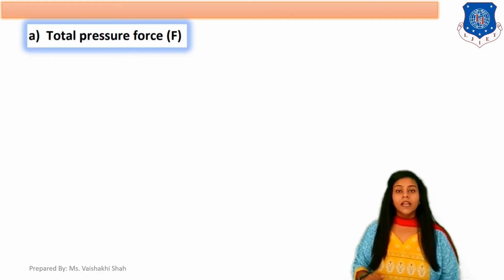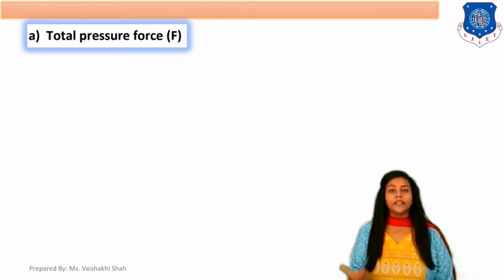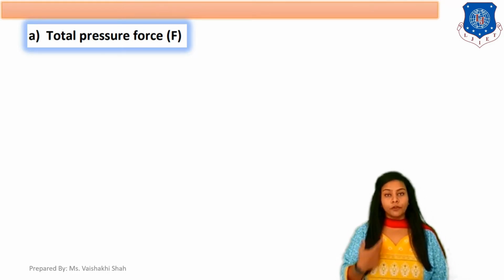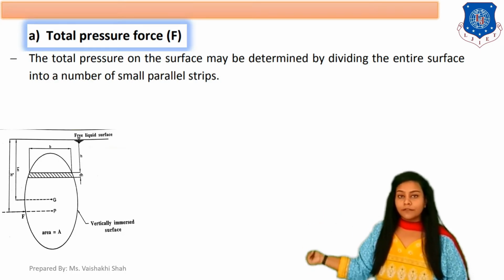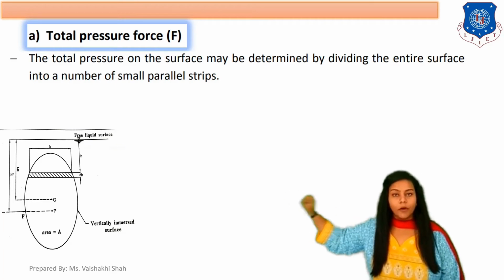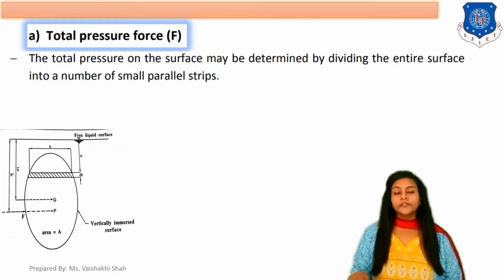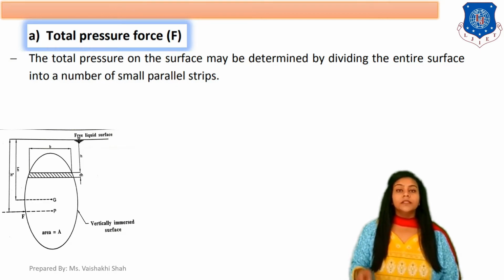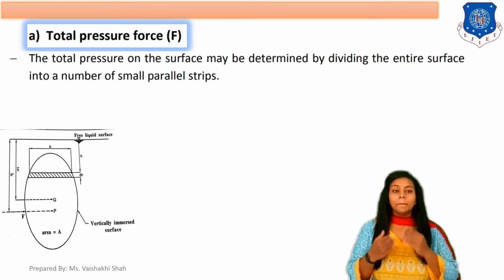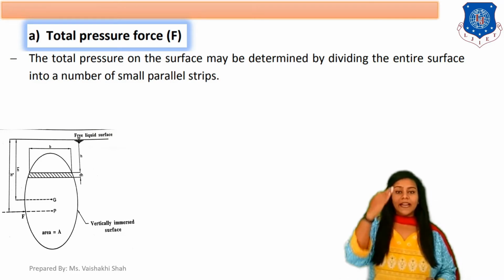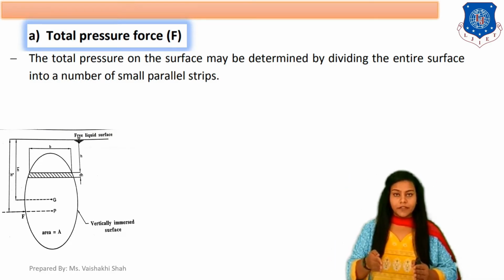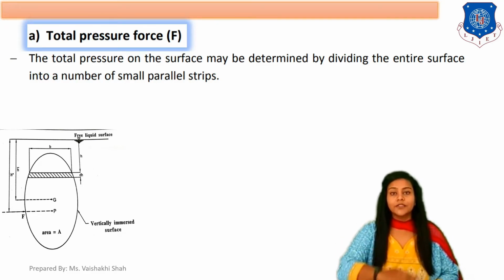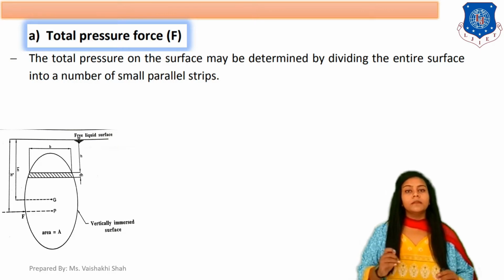Now, first of all, we have to find out the total pressure force acting on the immersed body. This is your body, and we have to find out the total pressure force acting on this body. So the total pressure force we indicate as F. The total pressure force on the surface may be determined by dividing the entire surface into a number of small strips. We are considering the whole surface. Now, divide this surface into a number of equal strips, then you can find out the total pressure force.